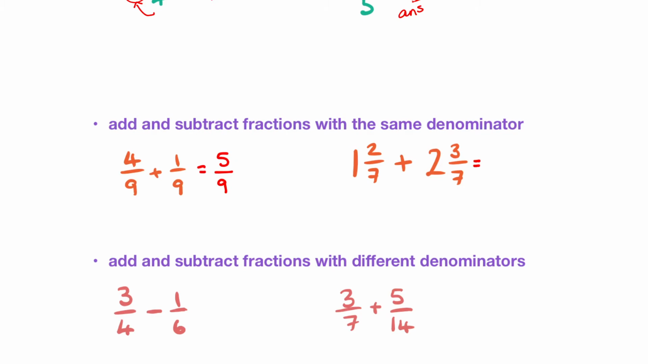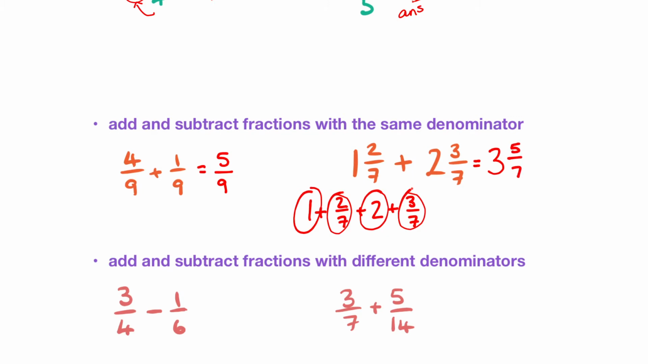Okay, and then we're doing mixed numbers here. So we've got 1 and 2 sevenths add 2 and 3/7. So basically what we've got here is 1 and 2/7 and 2 and 3/7. So we can say that 1 add 2 is 3, and then 2/7 add 3/7 is 5/7. So altogether we've got 3 and 5/7.